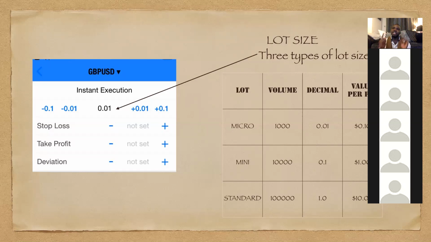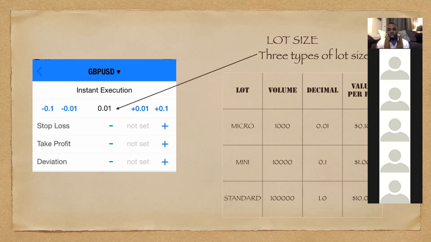So every time price moves and you're trading a micro lot size, the value of that trade per pip movement is 10 cents. So if you have 10 pips, guess what? That's going to be $1. If you have 20 pips, then you're going to multiply that. So if you have 100 pips on a micro lot, that's $10 from that specific trade. So you've got to understand that the lot size is very important.